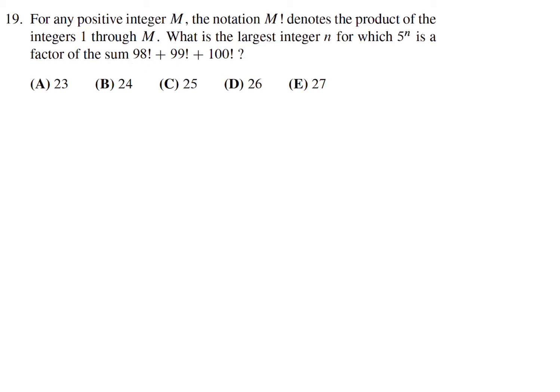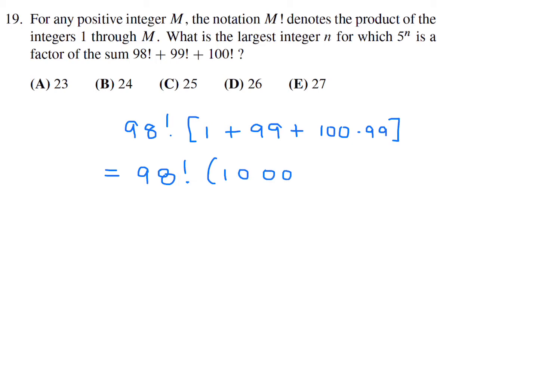Well, the first thing I'm going to do with that is factor out the 98 factorial. That'll help us. So we'll get 1 plus 99 plus 100 times 99, like that. And then this becomes 98 factorial, and when you do the math here, that becomes 10,000.